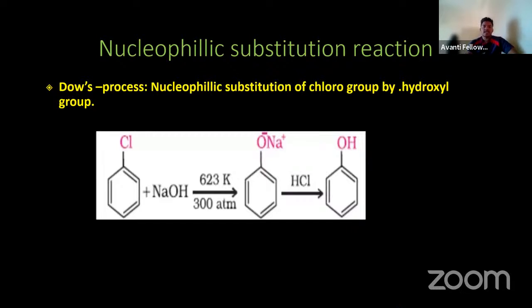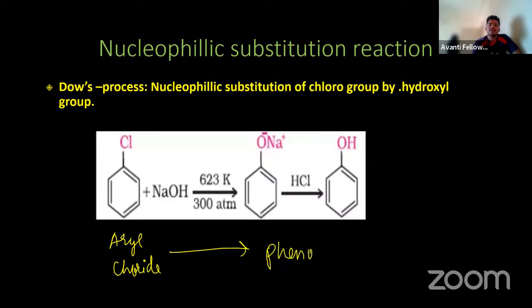Okay, guys, last 5 minutes. There are some reactions which we can see in our examination, that is preparation of phenol from aryl chloride, say phenol, not phenyl, phenol, by using Dow's process. So in Dow's process, what is going to happen? Nucleophilic substitution of chlorine by the hydroxyl group. So Cl will be substituted by the OH group.